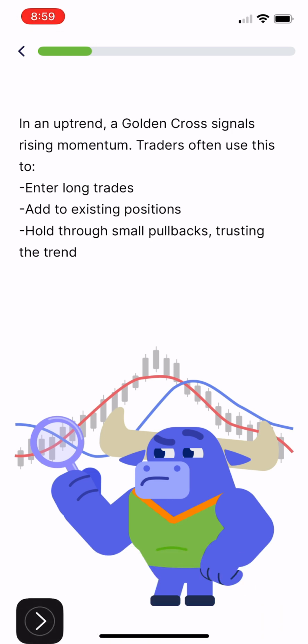In an uptrend, a golden cross signals rising momentum. Traders often use this to enter long trades, add to existing positions, and hold through small pullbacks, trusting the trend.